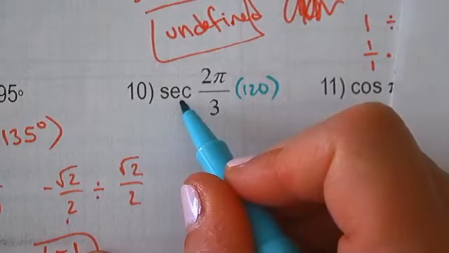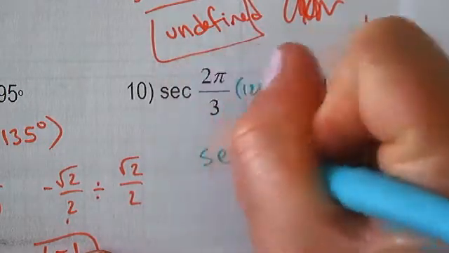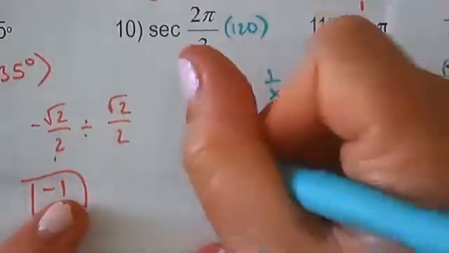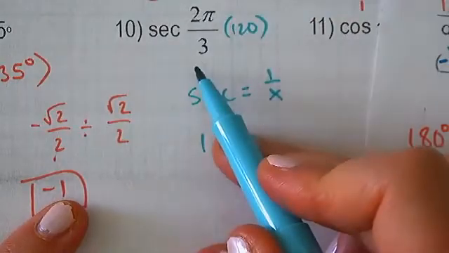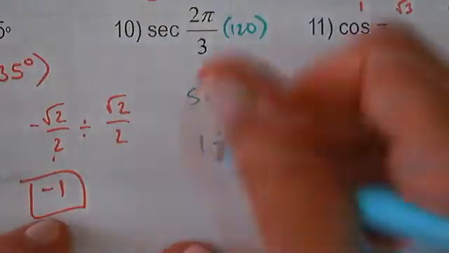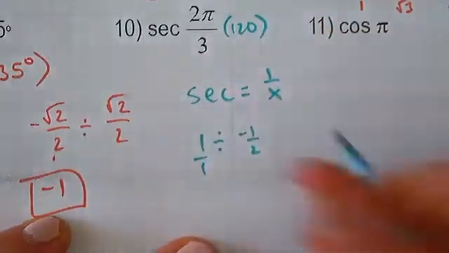So for secant, again, that is the reciprocal of cosine. So that means that secant is equal to 1 over x. So we're going to divide 1 by whatever the x value is at 2 pi over 3, or 120, same thing. What's x? Negative 1/2. Then I do a little KFC.